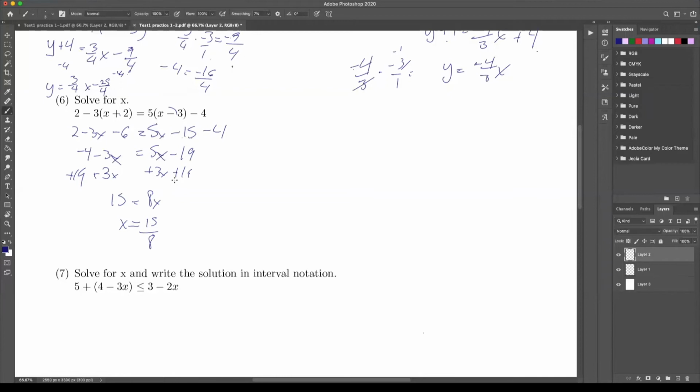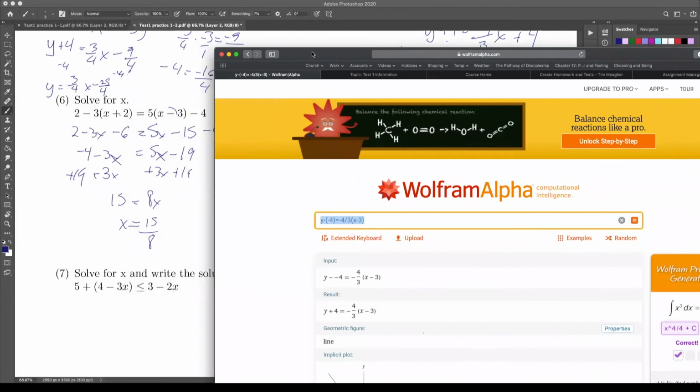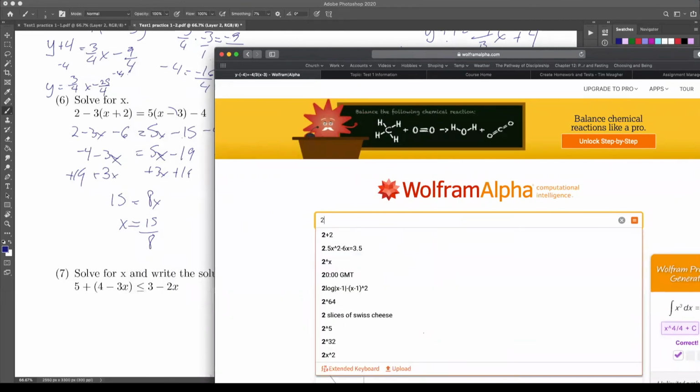Now, how do we check this? Same thing as we did before. We'll open up Wolfram Alpha, and we just type it in. Minus 2.